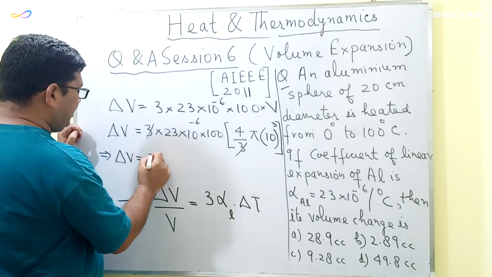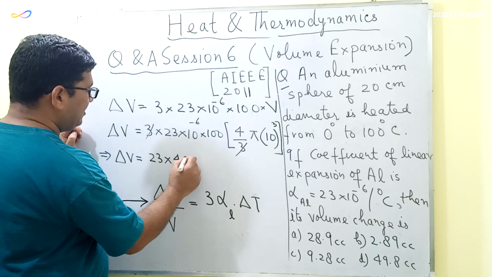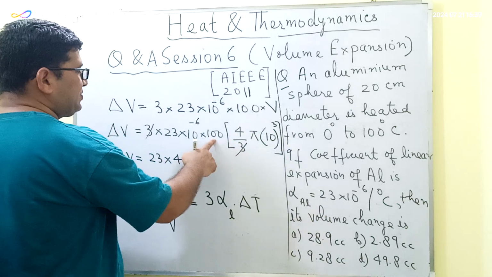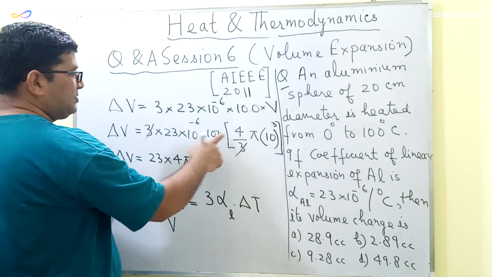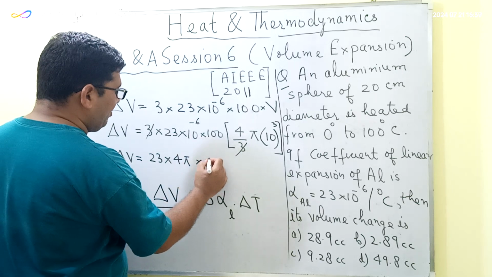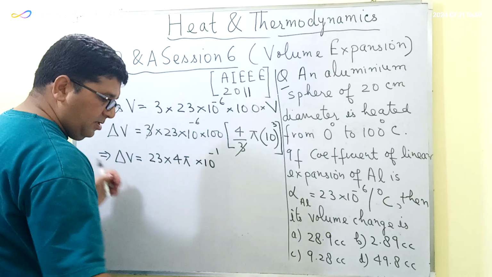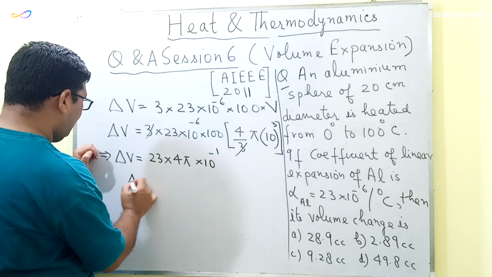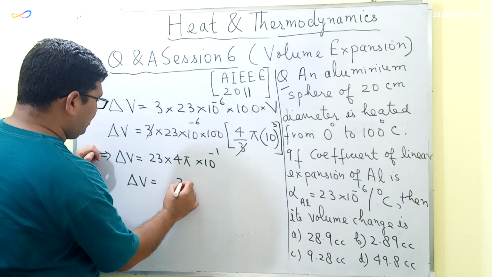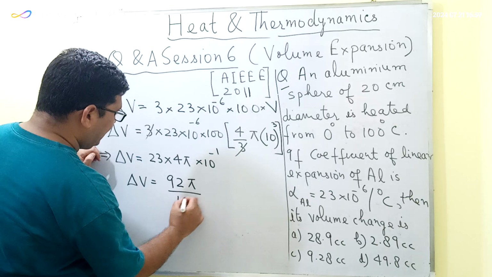Now I will be getting 23 into 4 pi, and here this is 10 to the power 3, this is 10 to the power 2, so this is equal to 10 to the power 5, and this is 10 to the power minus 6, so I will be getting 10 to the power minus 1. So from here delta V will be equal to 92 pi divided by 10.